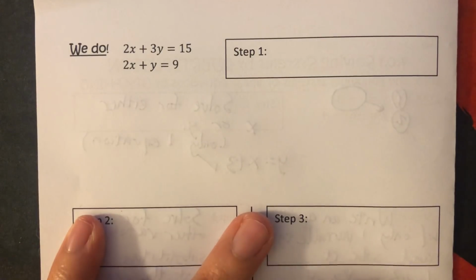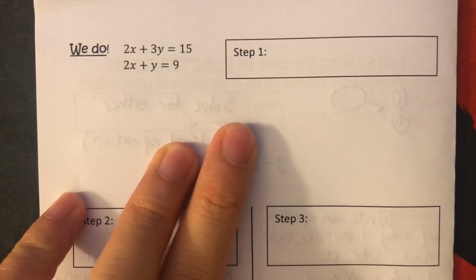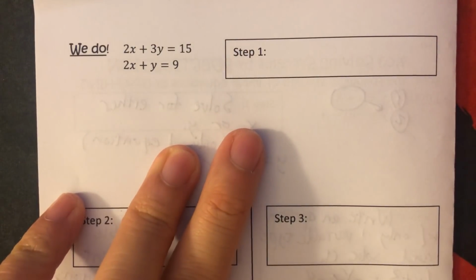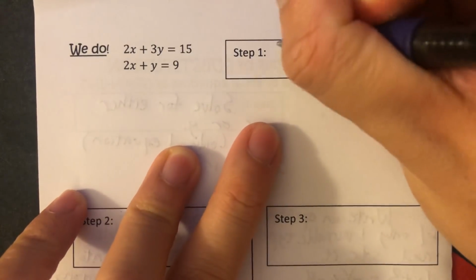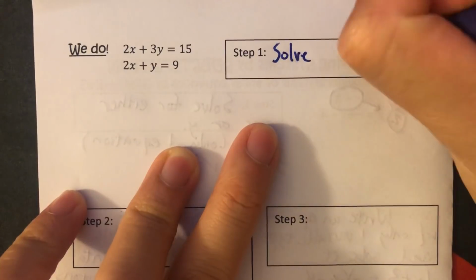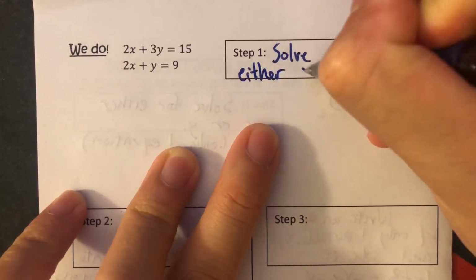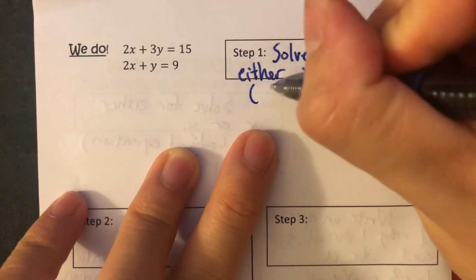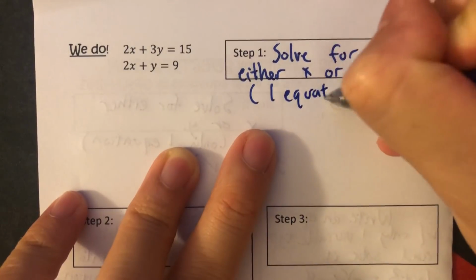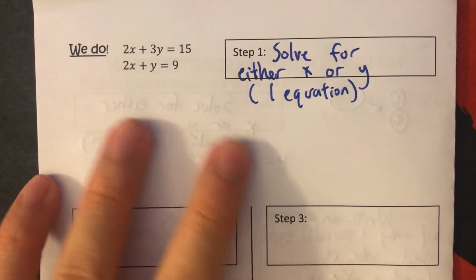Step one, I'm trying to recall back. Step one, without even looking back, I'm trying to think. I think step one was, go ahead and pause it and then write down your step one and see if it's the same as what I'm about to write down. So step one is to solve for either x or y, only one equation.